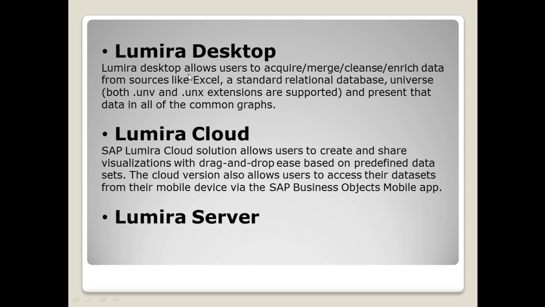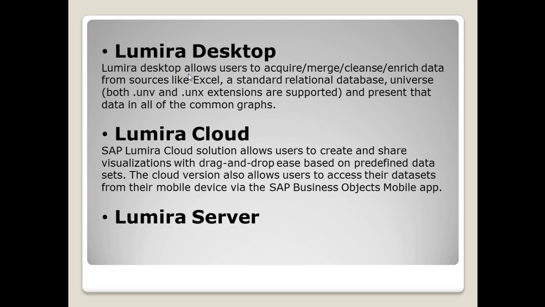So we have three flavors of SAP Lumira available right now. First one is the Lumira desktop, which is a thick installation and it requires the Lumira software to be installed on your system. Second is the Lumira cloud. All the datasets which we create using the Lumira desktop, we can export and publish to the Lumira cloud so that users can access these datasets from their mobile devices via the SAP BO mobile app.